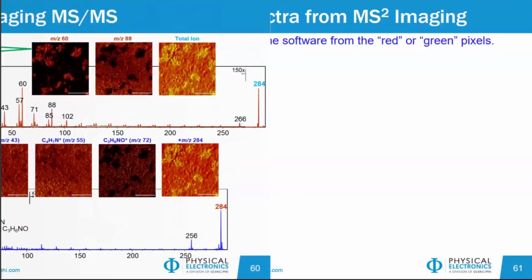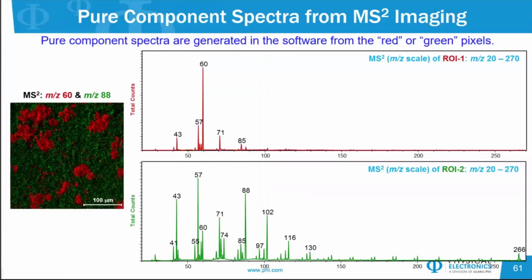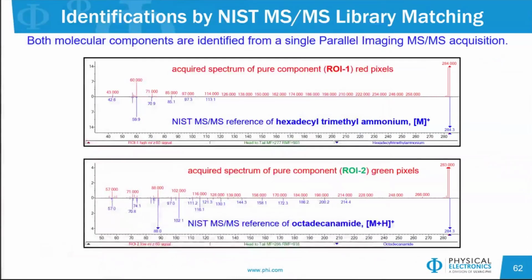And now with the MS2, you can look at the spectrum generated from each region from the image here. The red spectrum correlates to the red areas in this image, and the green, which appears to be the substrate or the true material here. You can see that these two spectra are drastically different. And the nice thing with MS2 is that you can use it to compare with other MS libraries, and they match very well. Comparing the red area mass spectrum with the NIST database here, we've confidently identified it as hexadecyltrimethylammonium, and the green area as octadecanamide.